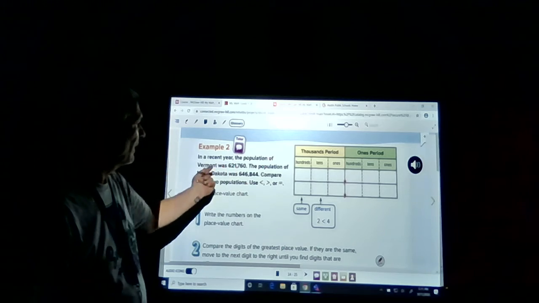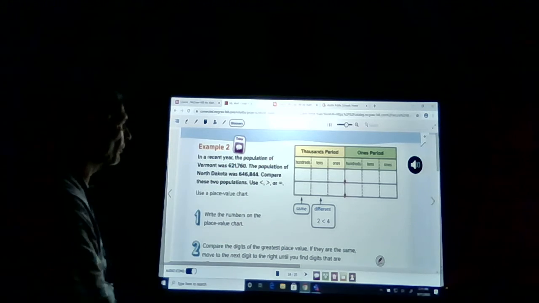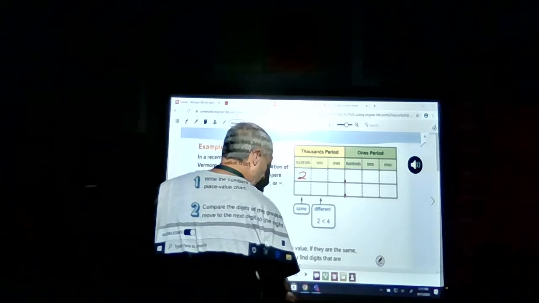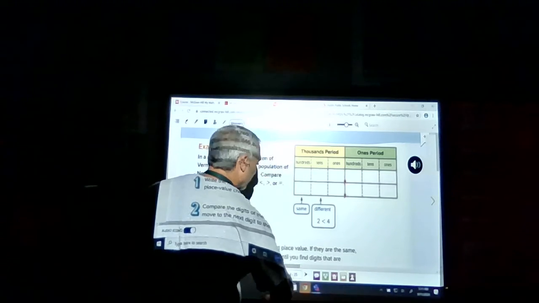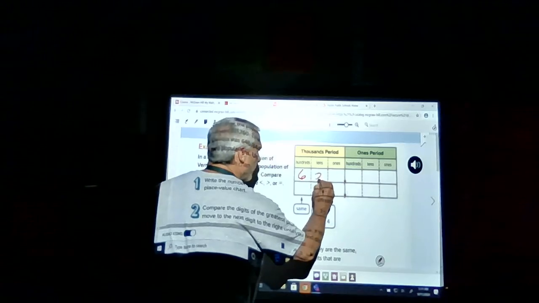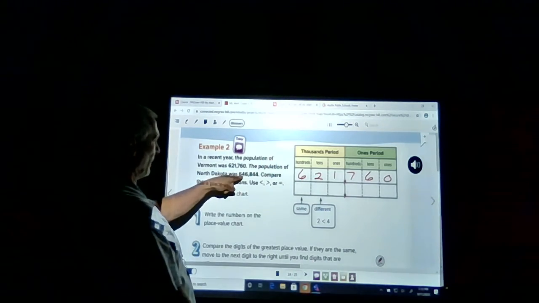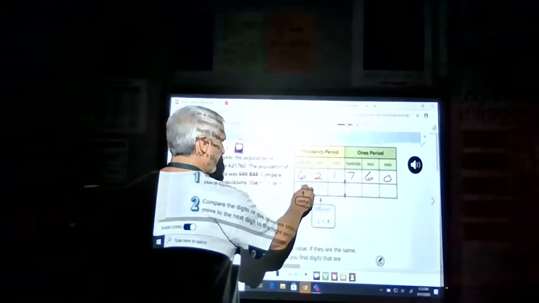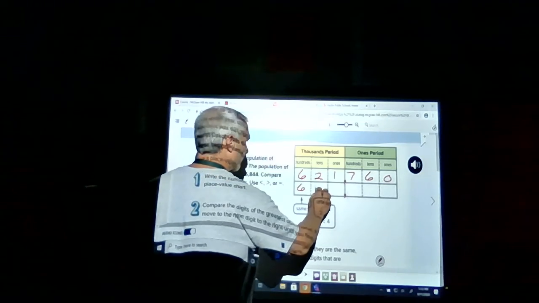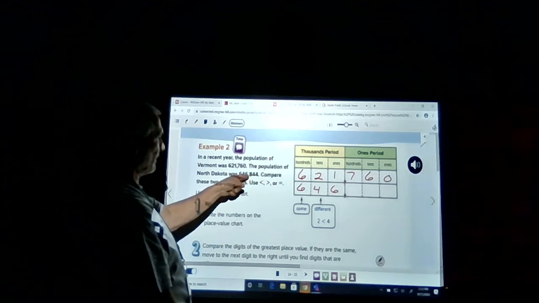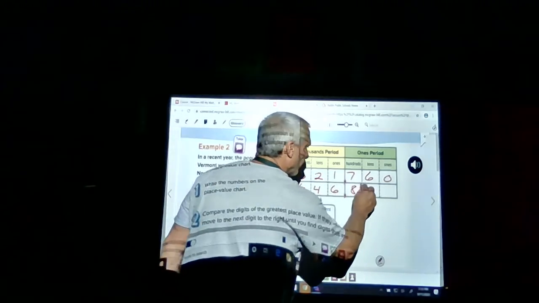Vermont has 621,000. We say 1,000. And on that side is 760. I'm going to write that in my place value chart. 600. Whoops. That's not a 6. Let's try 621,760. And in North Dakota, the number of people living in that state would be 646,000. And on that side of the comma is 844.